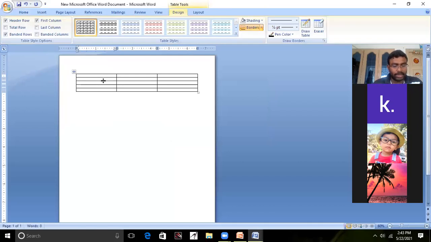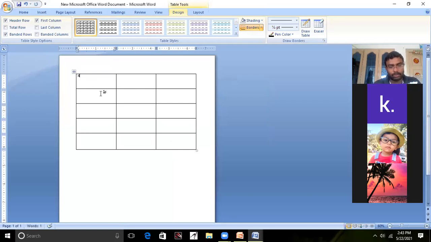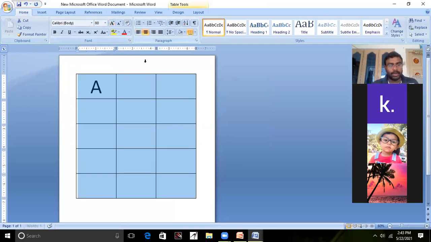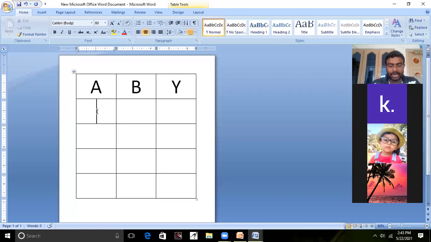Okay, so this is input A, and I'll try to increase the font size for better understanding. A is the input, B is the second input, and Y will be my output. When two inputs are available for any gate, your input combinations will be 0 0, 0 1, 1 0 and 1 1. These are the combinations for any gate.